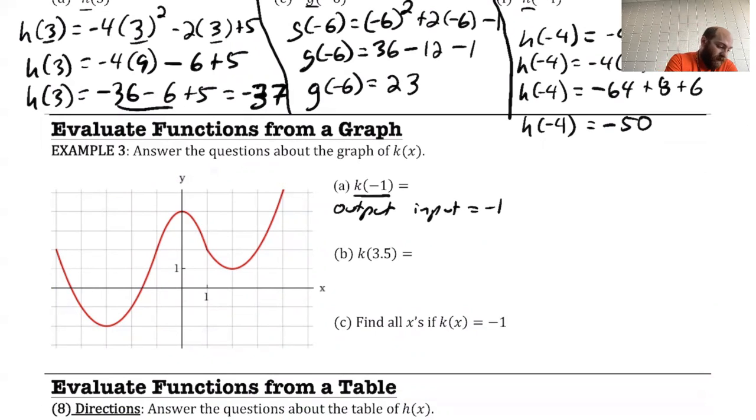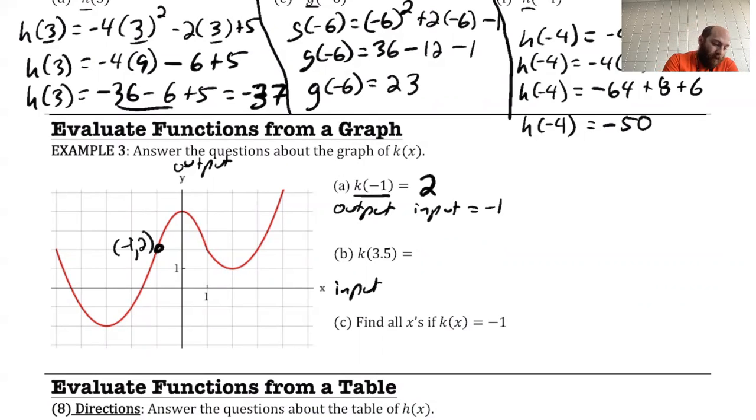So on a coordinate grid, this is my input. Remember, x is input, y is output. Okay, let me get rid of that. I don't like that point there. So if I go to -1 right here, the output is wherever the line is. It's up here. So this is my answer right there. So that's the point, -1 and then 2. So according to that, my output at k of -1 equals 2.